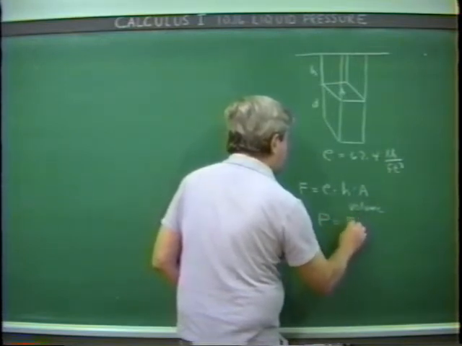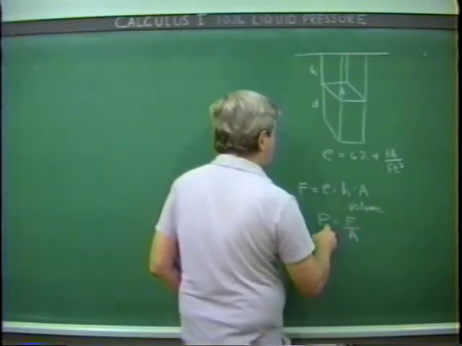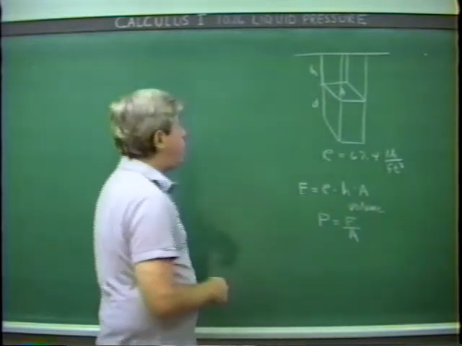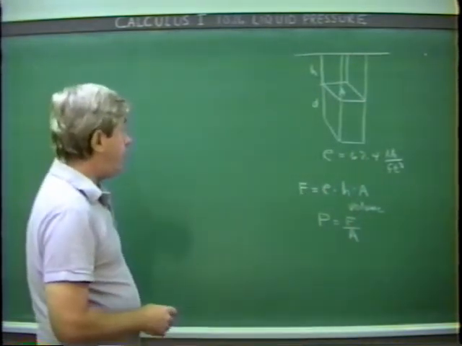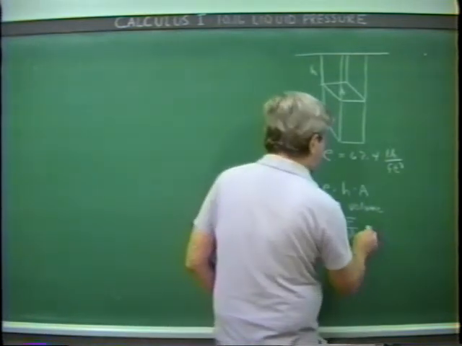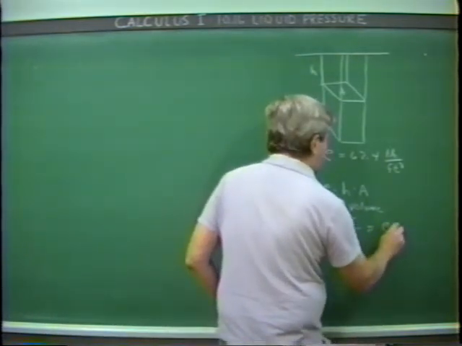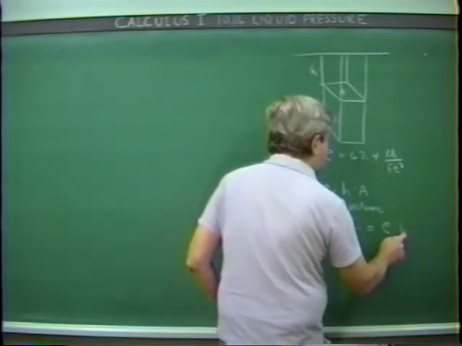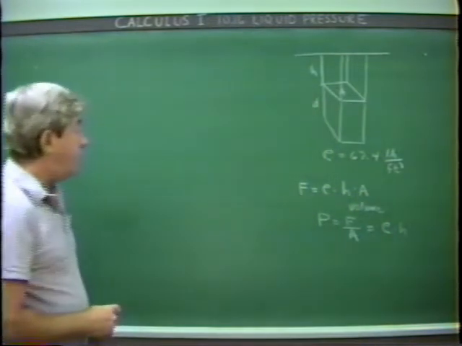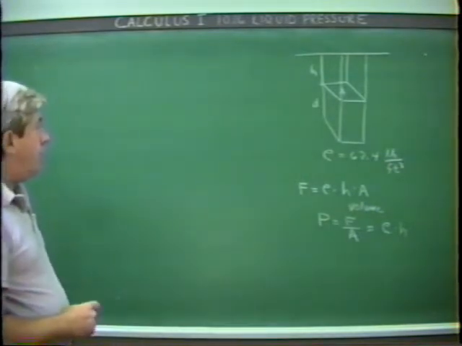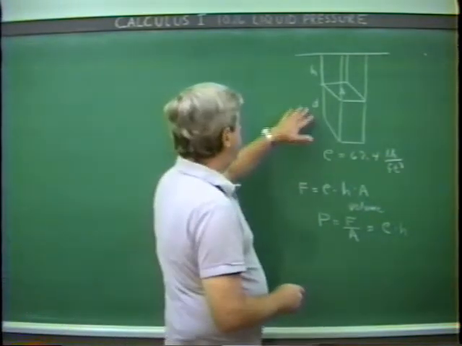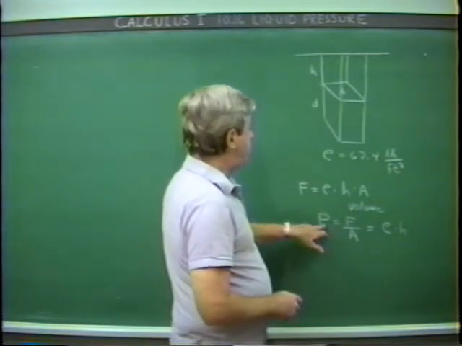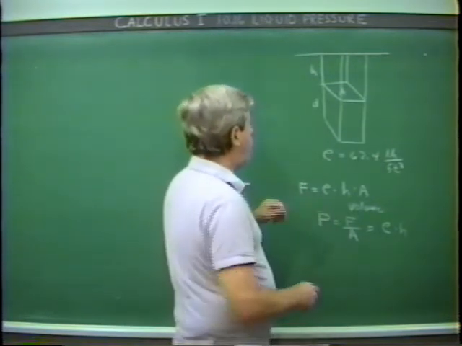Now, the definition of a pressure is force per unit area. And since this is all submerged at the same depth, the pressure at every point here is going to be the same, equal to rho times h. The density times the depth. Density times depth gives you the pressure.